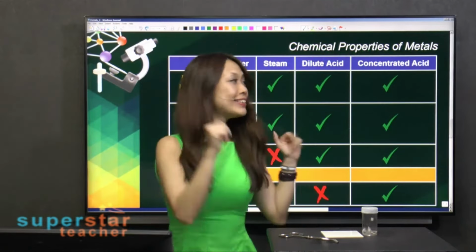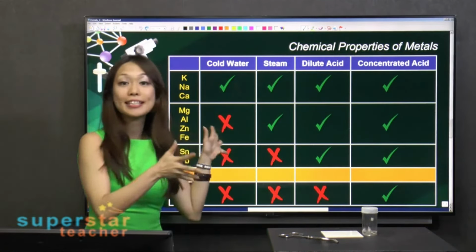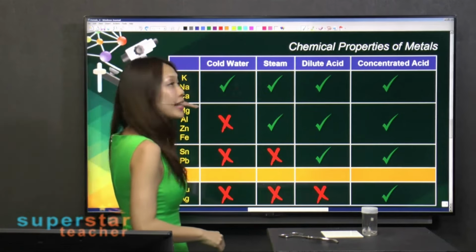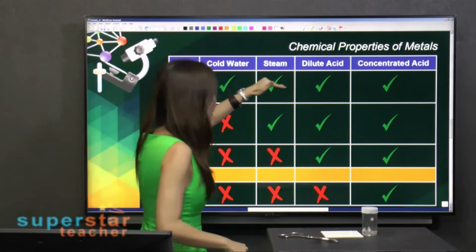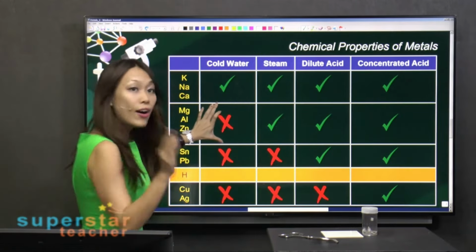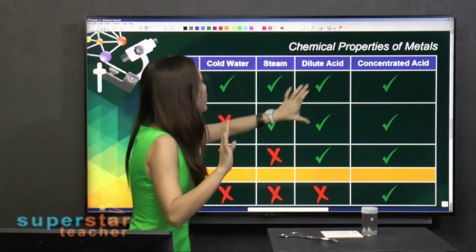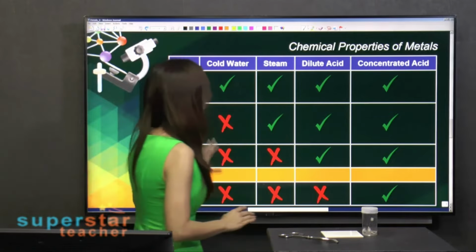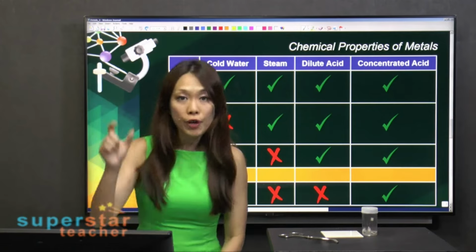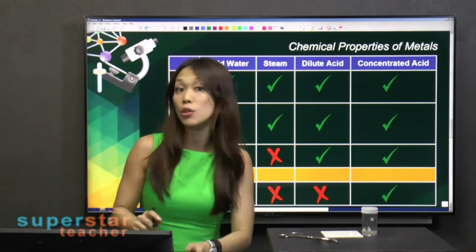So, voila, this is the beautiful table that is done up. You can see very clearly that these three can react with cold water, steam, dilute acid, and concentrated acid. Of course, this one cannot: no reaction with steam, dilute acid, or concentrated acid. Their reactions will be explained even further in the following videos that you'll be watching.